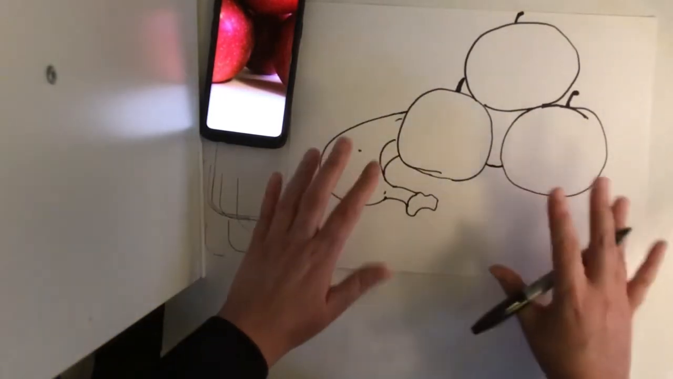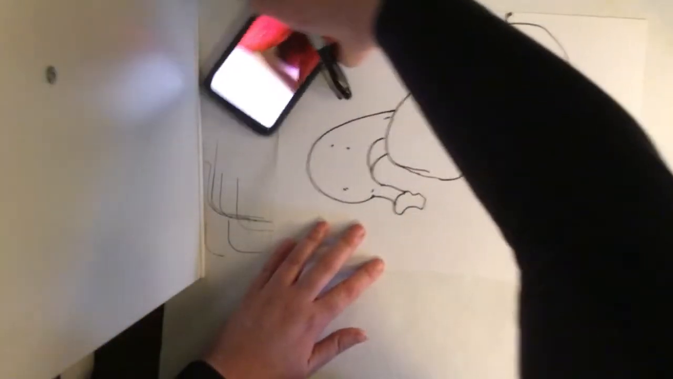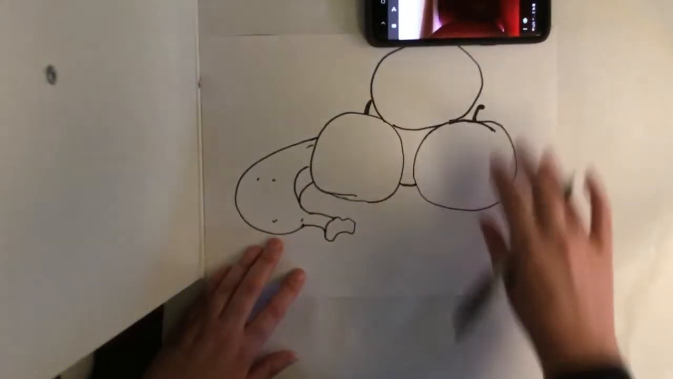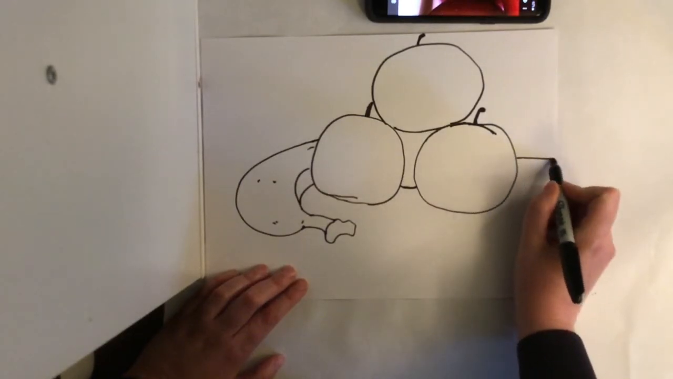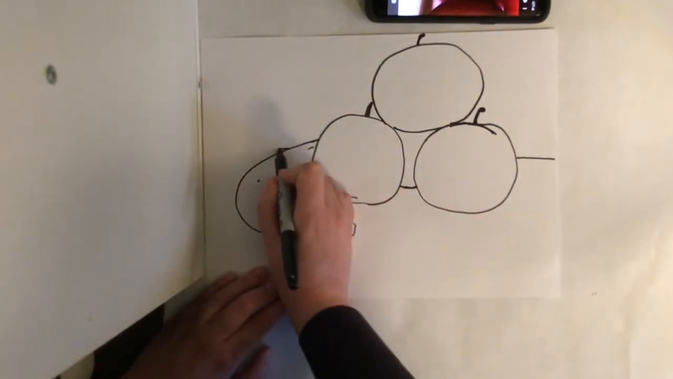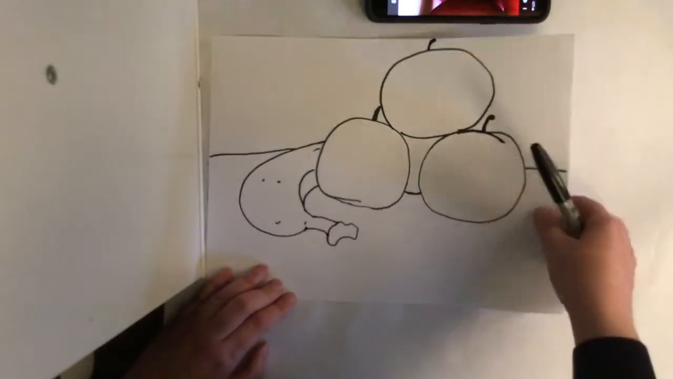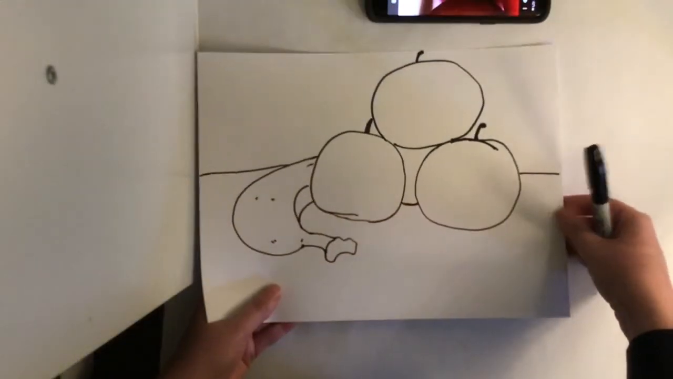Okay, so I've drawn my fruit, but they're sort of floating, so I want to give them a nice table to sit on, and that just means I'm going to draw one line over here and one line over here. And now they're not floating anymore.